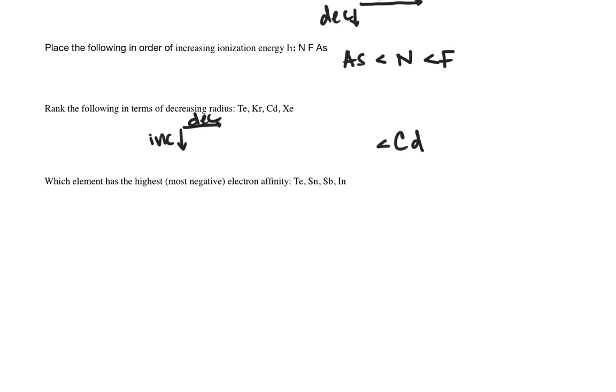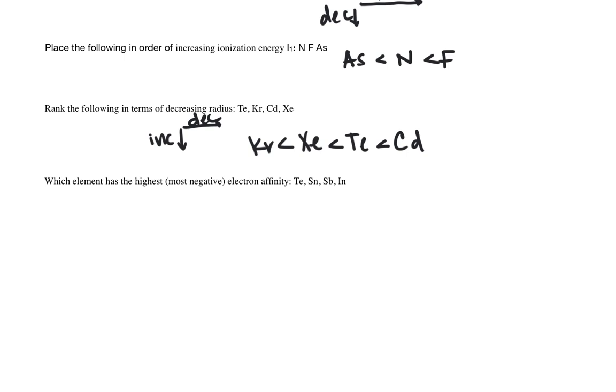And we know that anything else in that row is going to be smaller than cadmium. So also in that row, we have Te, tellurium, followed by xenon, then krypton. And so we can look at those in this order.